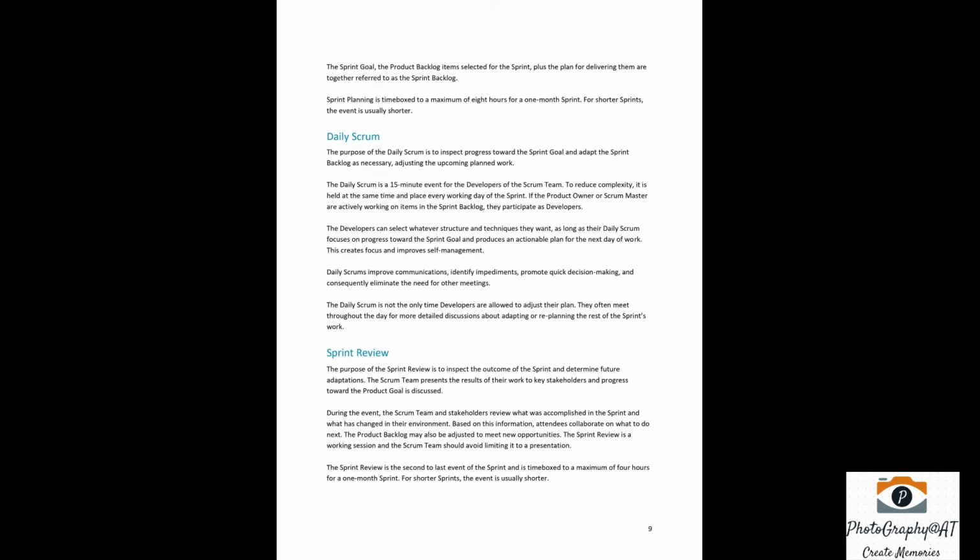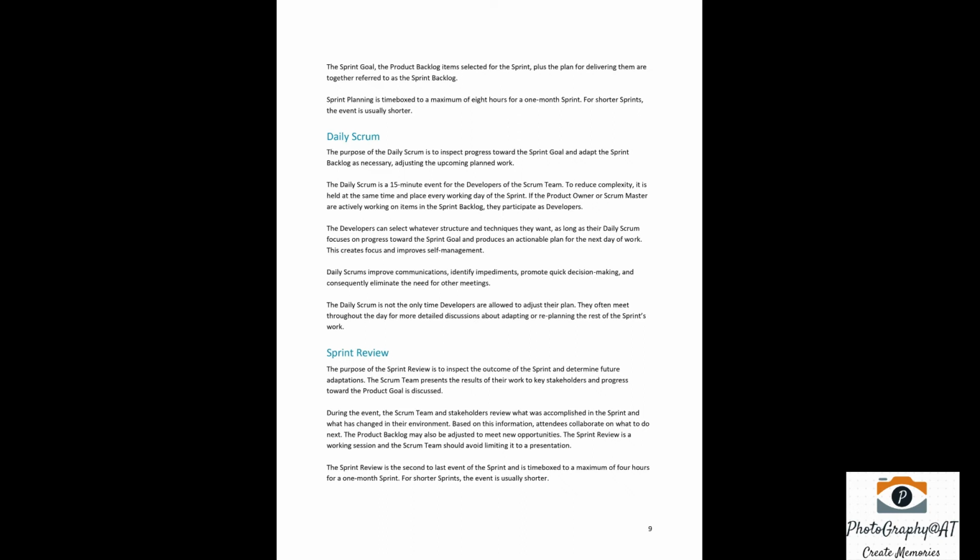If the product owner or Scrum Master are actively working on items in the sprint backlog, they participate as developers. The developers can select whatever structure and techniques they want, as long as their daily Scrum focuses on progress toward the sprint goal and produces an actionable plan for the next day of work. This creates focus and improves self-management.